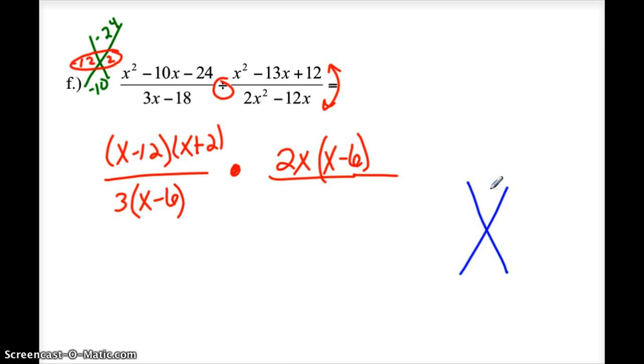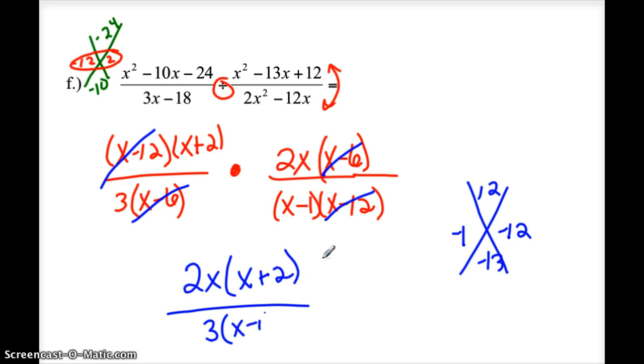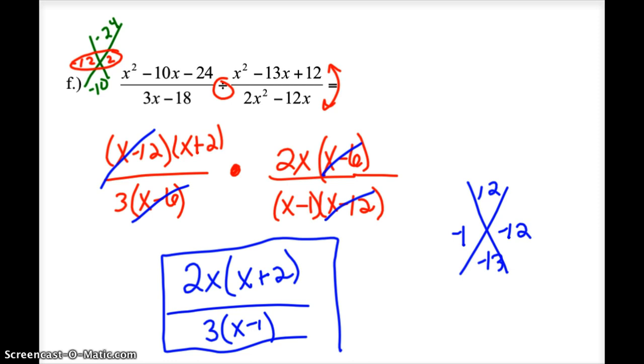And I gotta do an X puzzle for that. What multiplies to 12, adds to negative 13? What two numbers do it? Negative 1 and negative 12. So I should have x minus 1, x minus 12. All right, I'm picking up what you're laying down. So cross out the x minus 12, cross out the x minus 6. Anything else? Do a quick scan. Looks like we've got a 2x, x plus 2 on top, and 3x minus 1 on the bottom. Nothing can go away, so that would be it, folks.